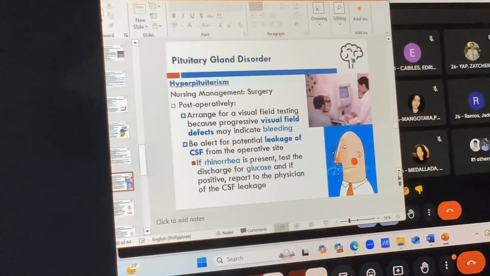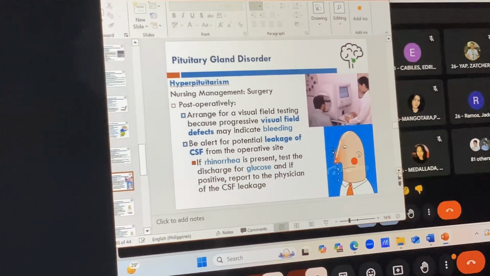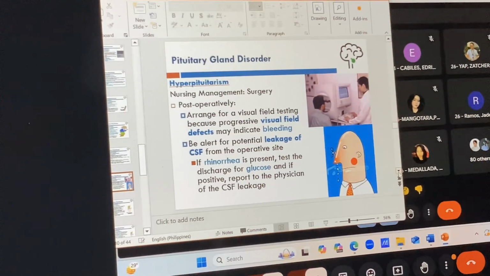Now, post-operatively, okay, what we can do, the patient is required to be tested by an ophthalmologist. So, your patient will have a visual field testing to determine possible visual defect. Kung meron siyang scotoma, meron siyang hemianopsia. So, kasi guys, pag may bleeding inside your pituitary gland, it can also cause a compression of your optic chiasm. So that may eventually lead to a visual defect and even bleeding.